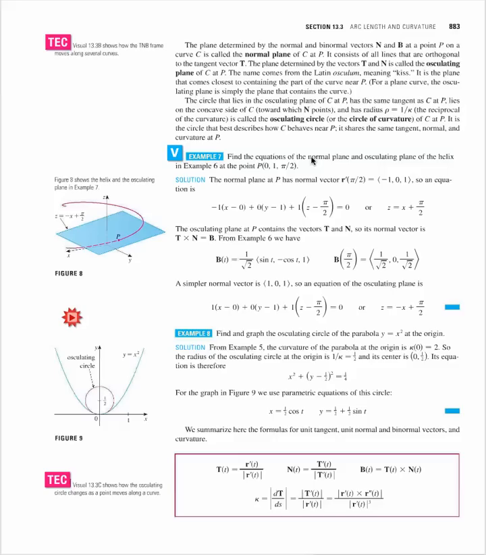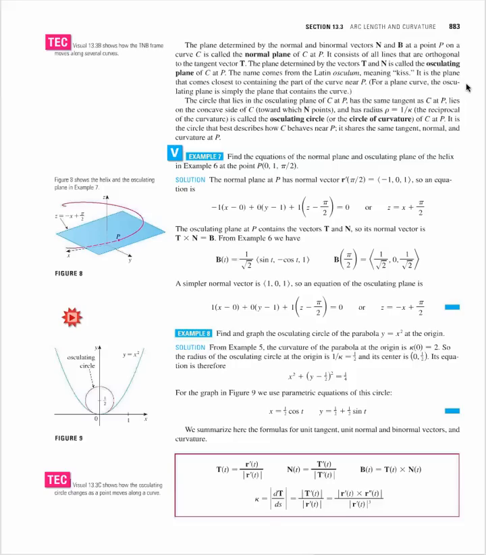It gives you the normal plane, which is everything orthogonal to the tangent vector, and it's the plane determined by the normal and binormal vectors. It also talks about the osculating plane. This is the plane that is comprised of the tangent and normal vectors. It's sort of the plane, call it tangent to the curve at that point. It's the plane that includes the direction the curve is going in and the direction that the curve is curving towards at that point.